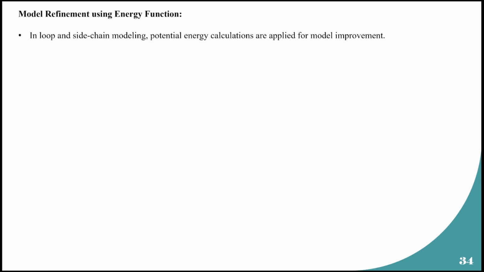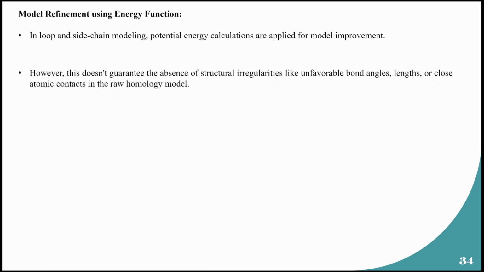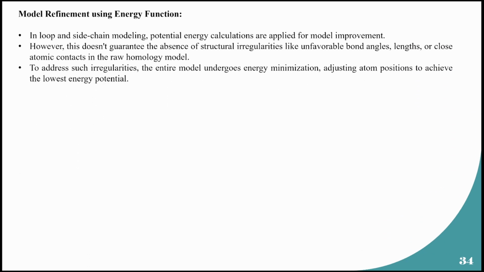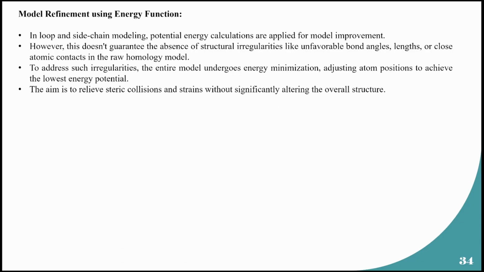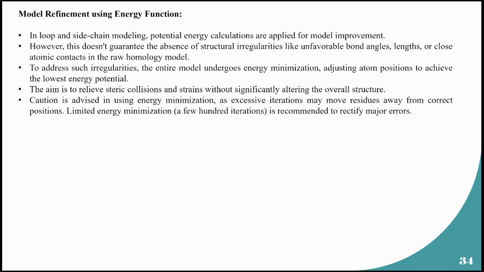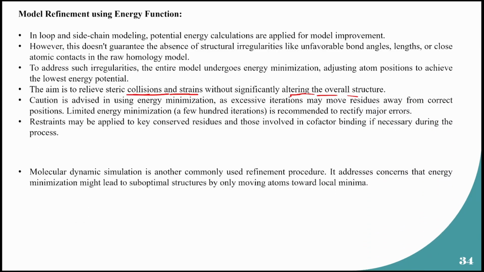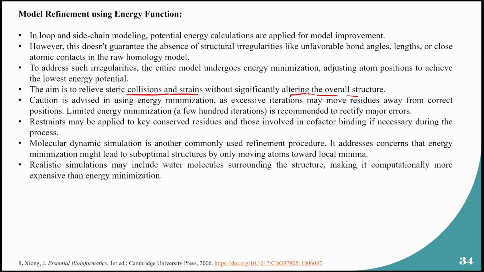Yeah. So after that, you have to do some sort of energy refinement using different functions or algorithms, right? Energy minimization usually means the atomic positions will be recalculated, and whichever case gives the lowest steric hindrance or the lowest potential energy will be an overall better structure, right? Without significantly altering the overall structure. So the aim is to relieve steric collisions and strains, right? That is the idea behind using the energy functions for the minimization process. Okay.